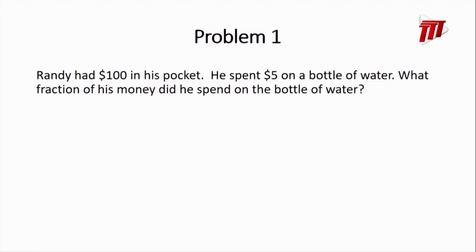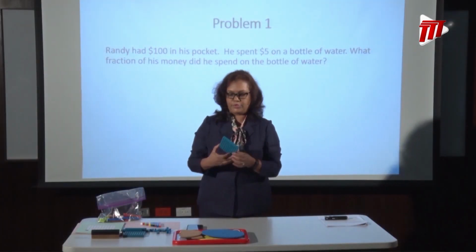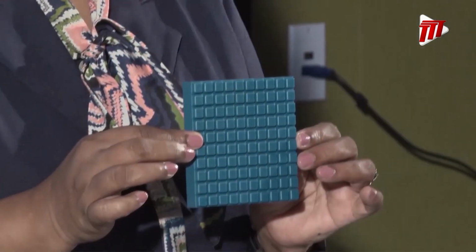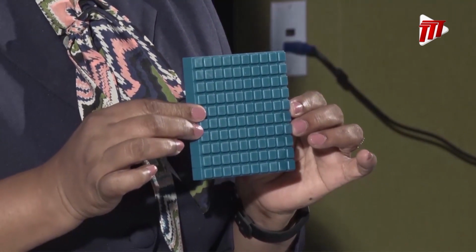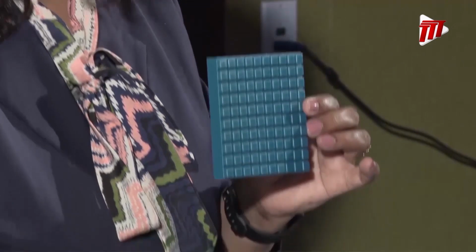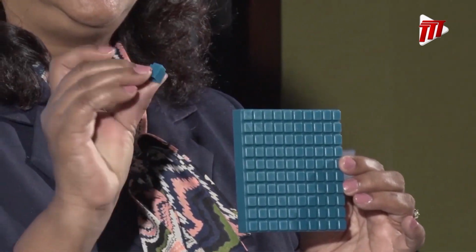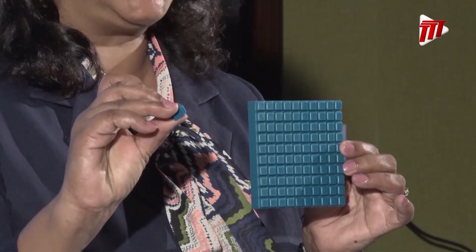Randy had $100 in his pocket. He spent $5 on a bottle of water. What fraction of his money did he spend on the bottle of water? So we are going to model our problem, and to do that, we are going to use a flat from the base 10 materials. This is a flat. It is made up of 100 of these unit cubes.